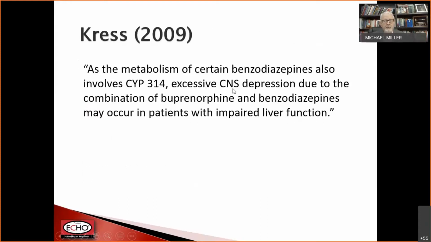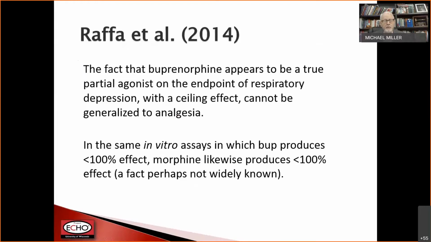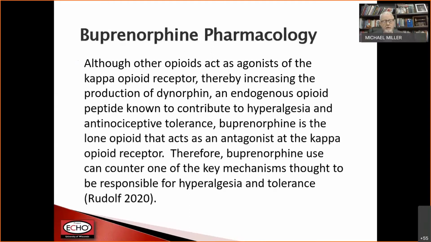As far as metabolism, the cytochrome, it's 3A4, not 314, sorry. If you do mix this with other things that are metabolized by the same system, you can raise serum levels and worsen sedation. But it is interesting that using the same in vitro assays that the pharmacologists use to say that there's a ceiling effect of respiratory suppression, morphine produces the same thing. Bob Raffa is an interesting pharmacologist who I've gotten to work with in the last few years. Wrote a very nice article.